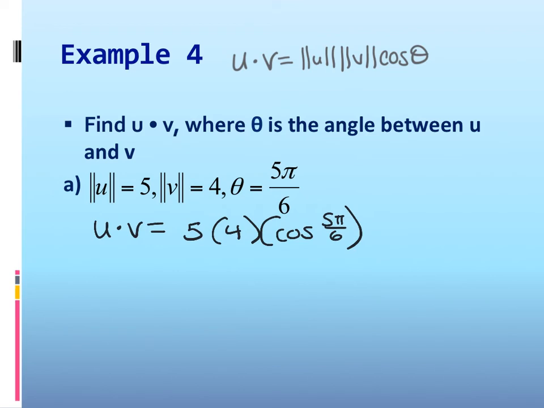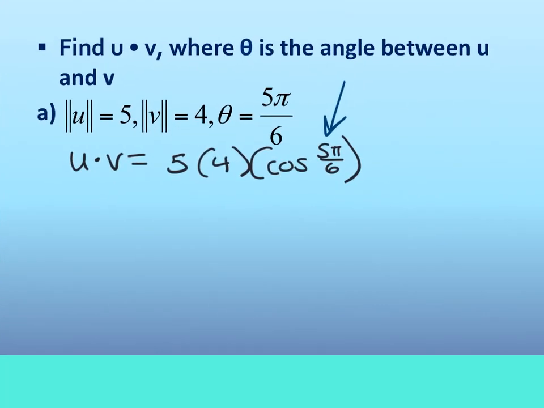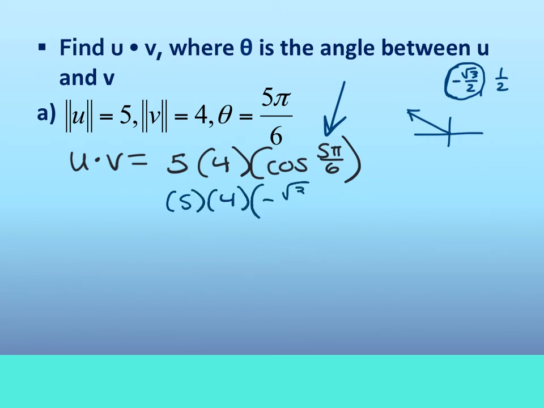Just when you thought the unit circle was going away, it's brought back. So this would be on the part of the test that did not have a calculator. You would need to know that if it's pi over 6, it's root 3 over 2 and 1/2. And if it's 5 pi over 6, it means second quadrant where the x is negative and the y is positive, which means the cosine here is negative root 3 over 2. So this would be 5 times 4 times negative root 3 over 2. This becomes 20 times negative root 3 over 2, or negative 10 root 3.